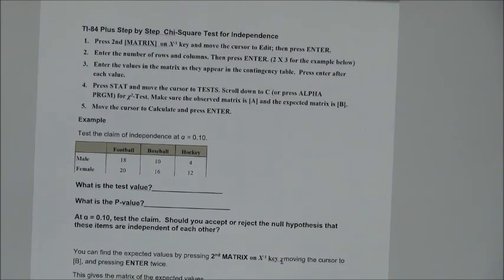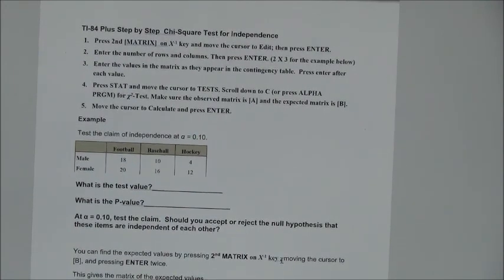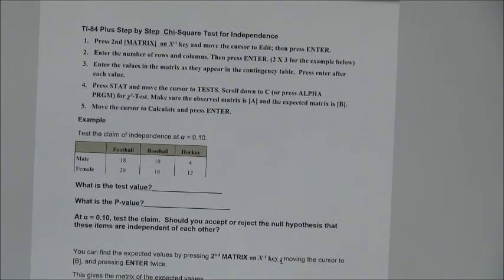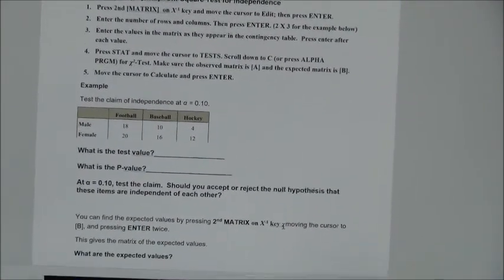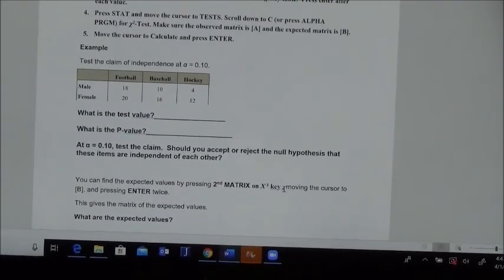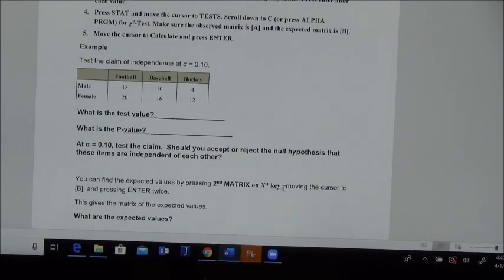Now, the next part of this is because when you are doing the work online, they're going to have you fill out the table with the expected values and then what we did on the previous problems. So we have to do a little bit more work to get the table all the way filled out. So the next thing I'm going to do is find your expected values. Once you have your calculation done, it put the expected values in matrix B.